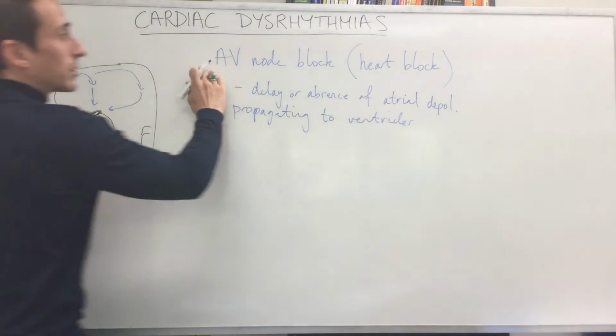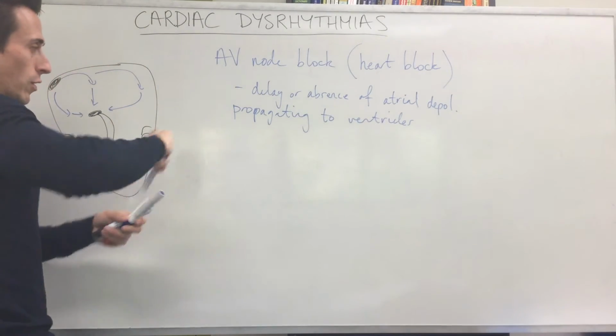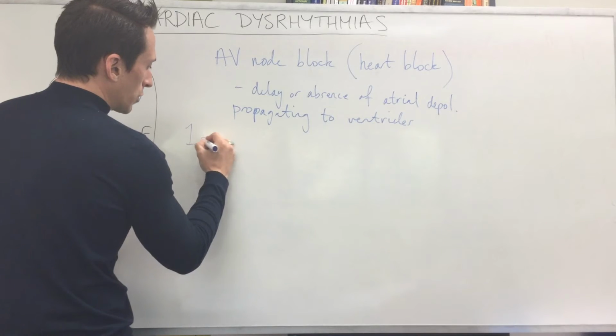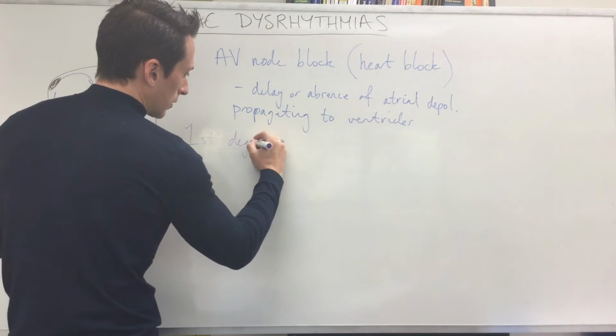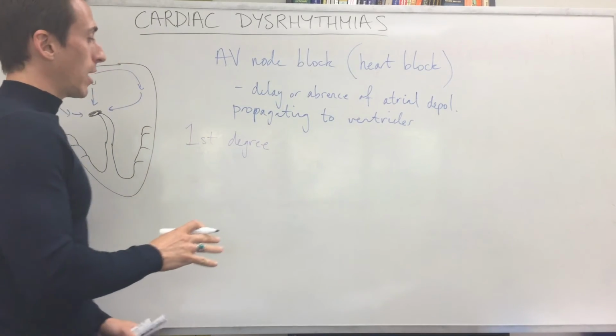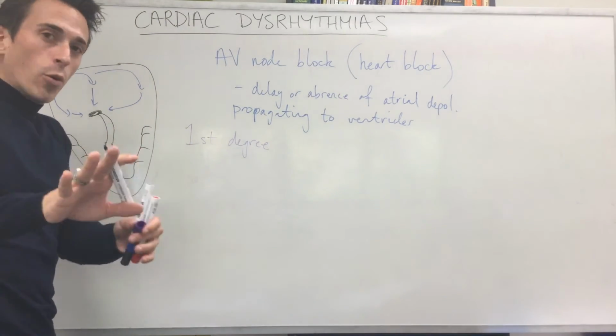Now you can break this AV node block or heart block down into 3 different types. You've got first degree heart block, second degree heart block, and third degree heart block. And they sort of progress in severity in a way.